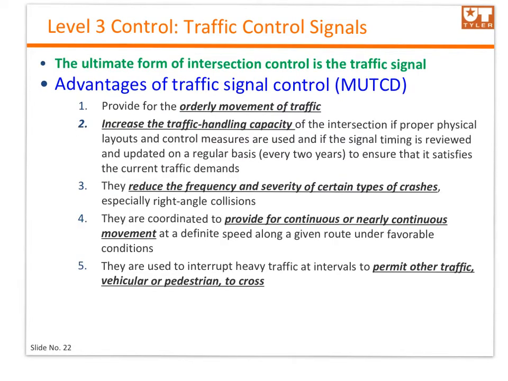As I mentioned, the ultimate form of intersection control is really the traffic signal, compared to the previous two levels of the rules of the road as level 1 and yield or stop sign as level 2. For more sophisticated intersections, we tend to use traffic signals. Traffic signals have lots of advantages if they are designed very well. The MUTCD manual shows that there are at least 5 advantages.